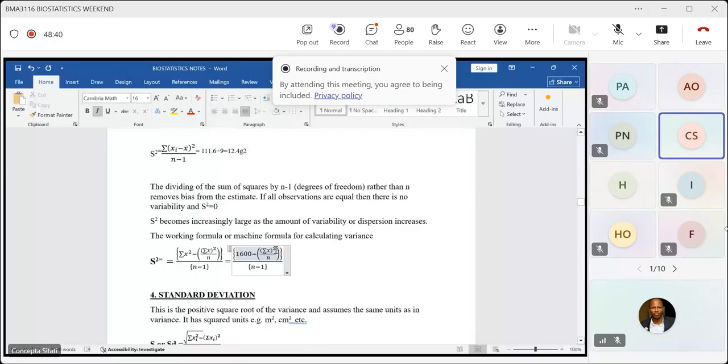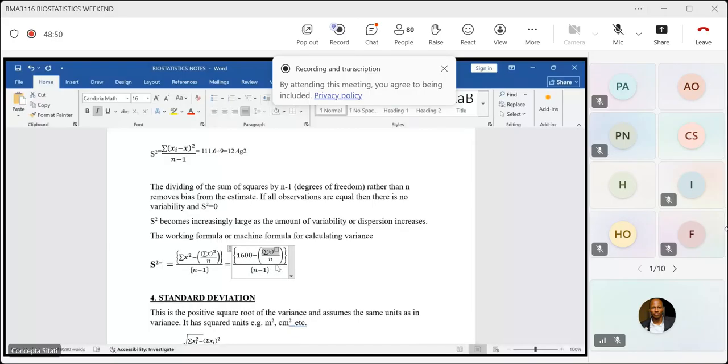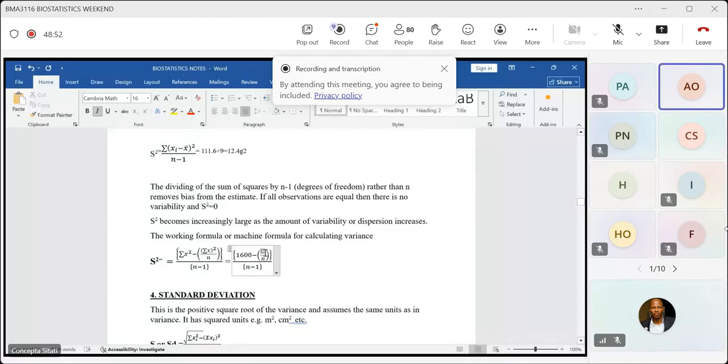Are we there? What do we get? 122 squared is 14,884. Then 14,884 divided by 10.